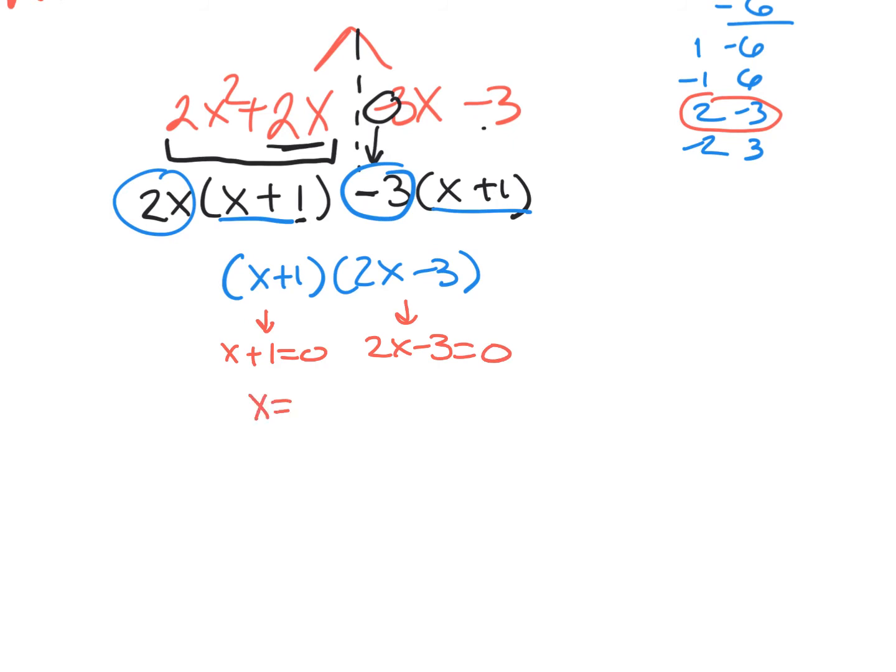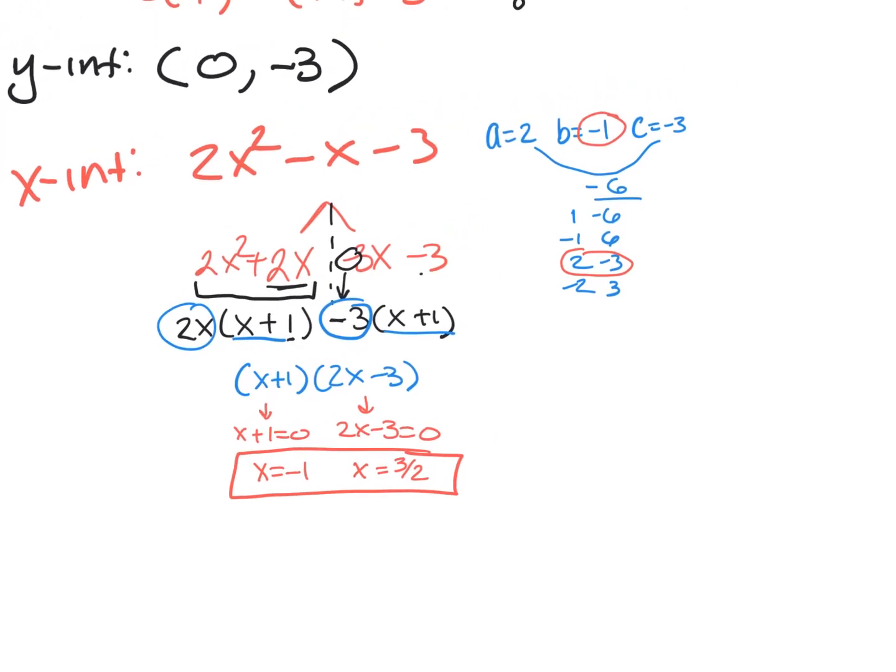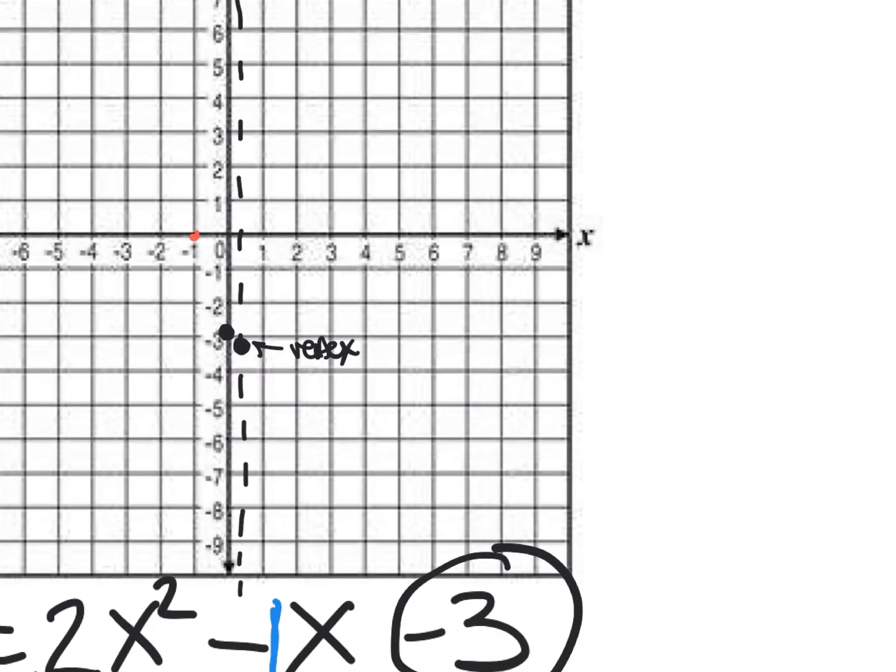So we'll have x equals negative 1, add 3, divide by 2, x equals 3/2. Okay, so solving, that's the same. You still have to remember how to factor or use the quadratic formula. So I'll plot these up here on my graph, negative 1 and 3/2.